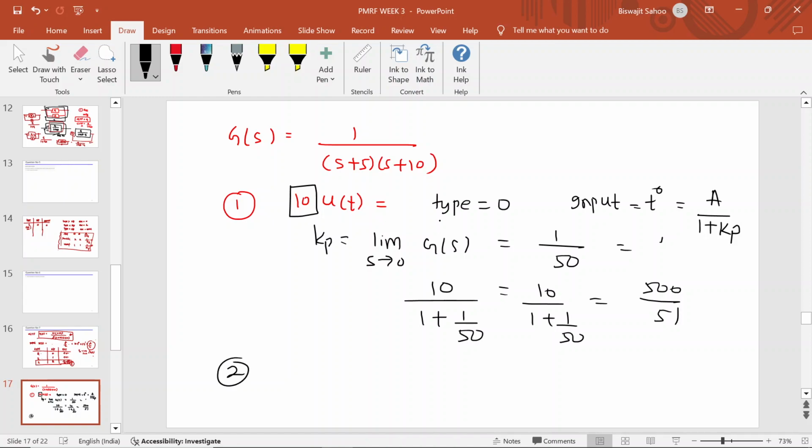We can directly use the steady state error formula, limit s tends to 0 of s into R(s) upon 1 plus G(s)H(s). So that you can do, no problem. But I'm just telling how you can solve it easily by taking the open loop transfer function. By looking at the input and transfer function, you are solving the question. You are not using any formula.